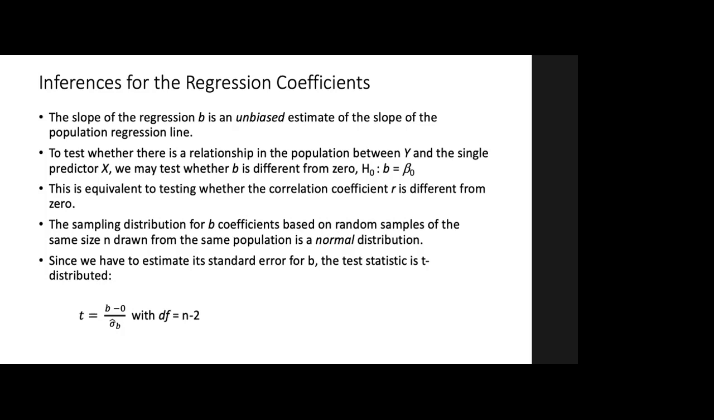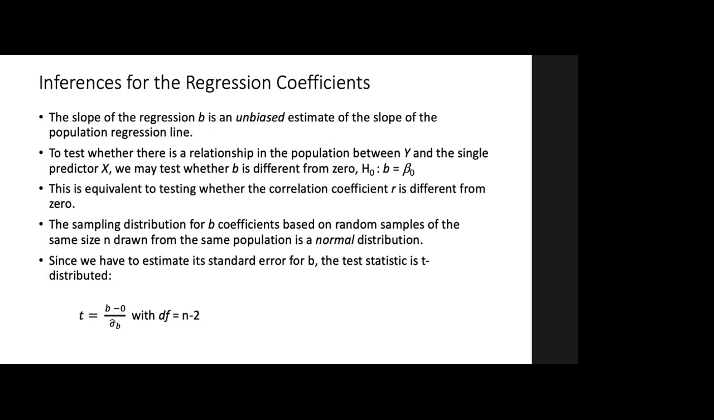And so that means that the sampling distribution of our B coefficients is similar to the sampling distribution of our correlation coefficients if the true parameter is 0 in the population. So if our true B is 0 in the population, that means a sampling distribution based on random samples of the same size, drawn from the same population, is a normal distribution, where B's have a normal sampling distribution.